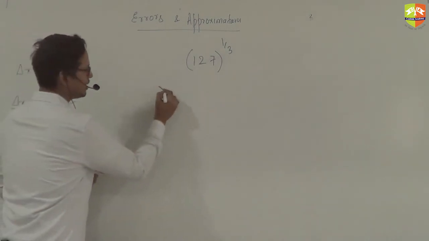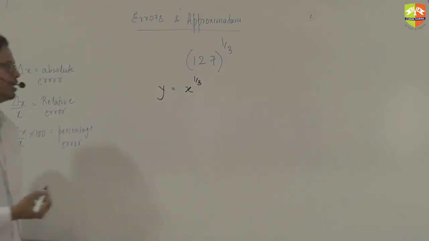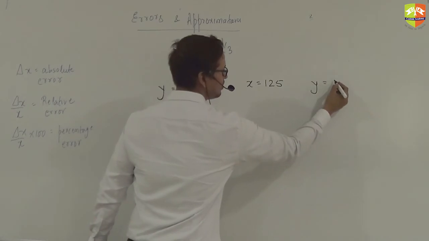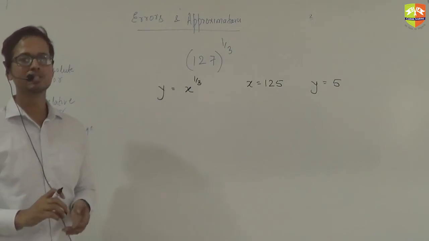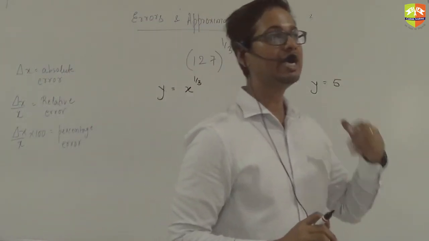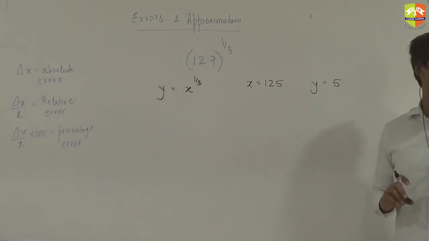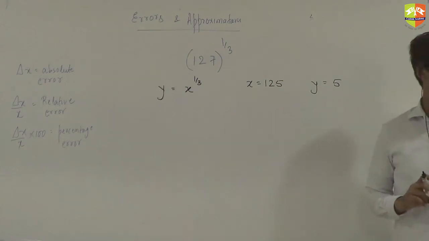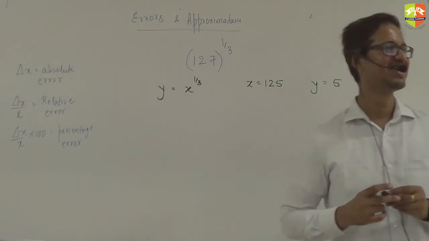Okay, first of all, I need to make a function here. The function here is clearly y is equal to x to the power 1 by 3. Had your x been 125, my life would have been much simpler, right? Now, why did I choose 125? Because 125 is the nearest. Right, so basically I need to make the error as small as possible. So you can also take 128. 128 cube root is good.